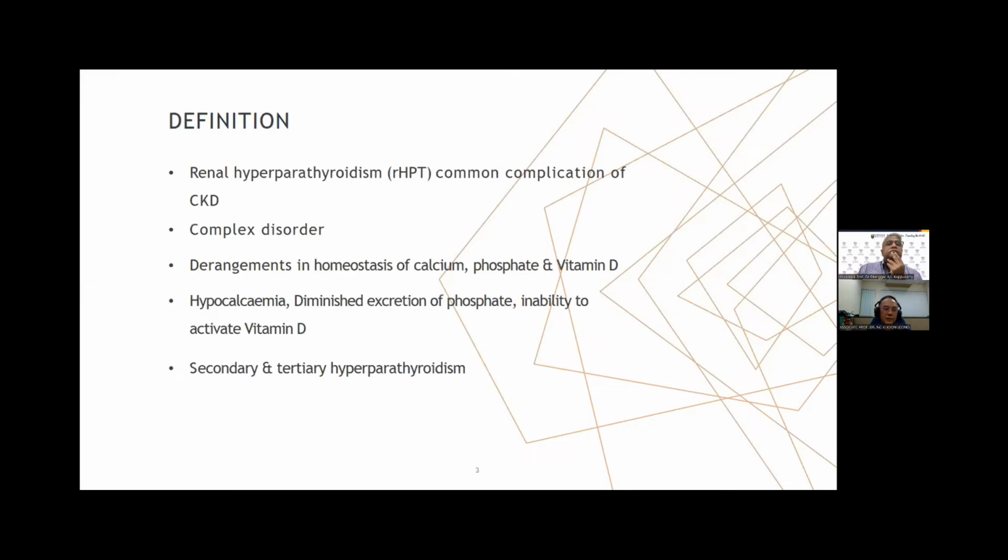By definition, renal hyperparathyroidism is a common complication of chronic kidney disease. It is a very complex disorder, and it basically involves derangements in the homeostasis of calcium, phosphate, and vitamin D. Essentially, the syndrome is characterized by hypocalcemia, diminished excretion of phosphate, and the inability to activate vitamin D. Encompassing this, there's usually secondary and tertiary hyperparathyroidism, so I shall go into these two conditions.